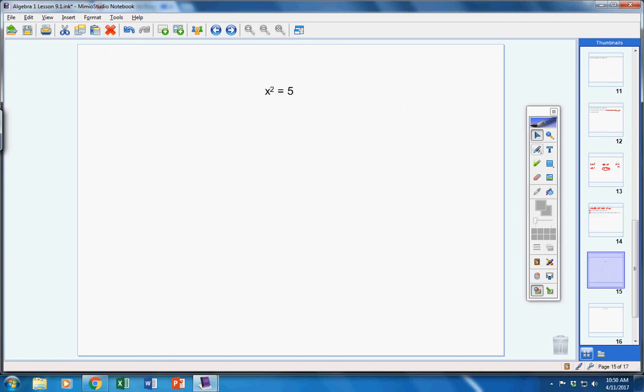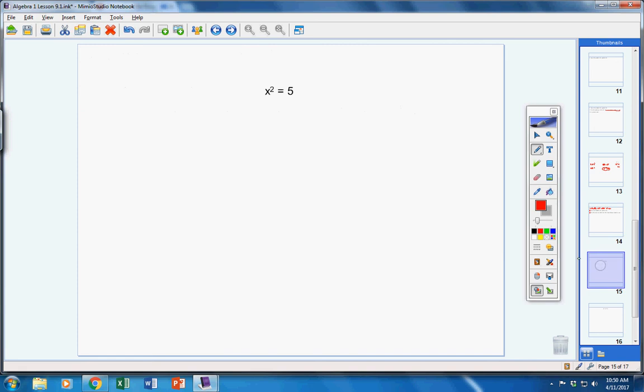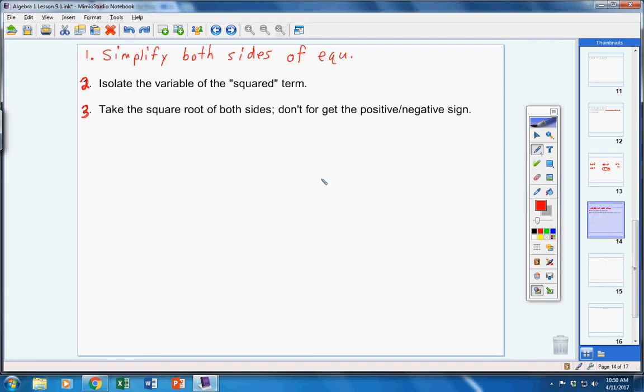Well, there's nothing we can do there. Both sides are simplified, okay? Step 2 is isolate the variable of the squared term. Well, here's my squared term. Here's the variable. It's already isolated, so we're good. Last step. Take the square root of both sides. Don't forget the positive negative sign, okay?